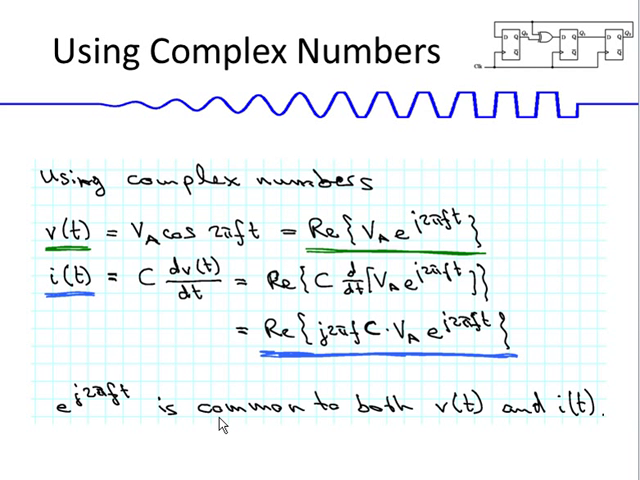E to the j2 pi ft is common to both v of t and I of t, so it appears both up here and down here. So dealing with that is actually redundant, because we know to begin with that both of them will have the e to the j2 pi ft in their expression. So what people do then is they drop that e to the j2 pi ft for most of the computation, and then they may bring it in at the very end when they have a final result. So what we're going to do now is concentrate on whatever is in front of that e to the j2 pi ft.